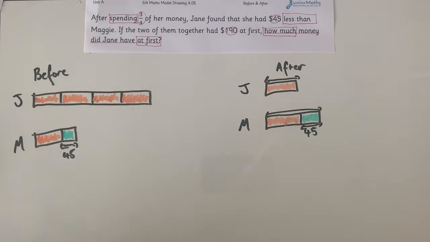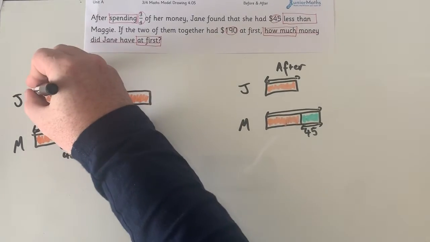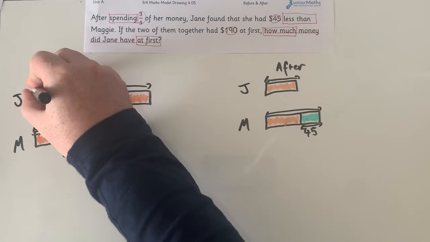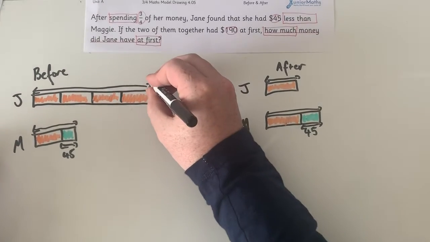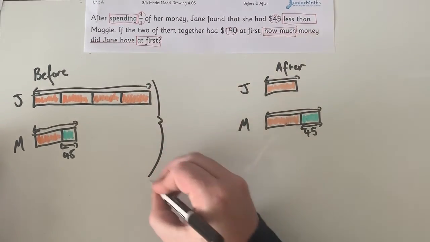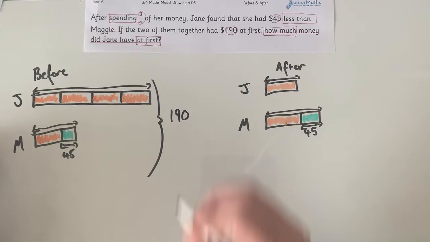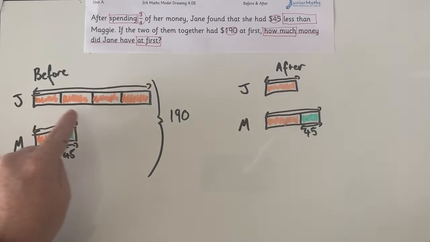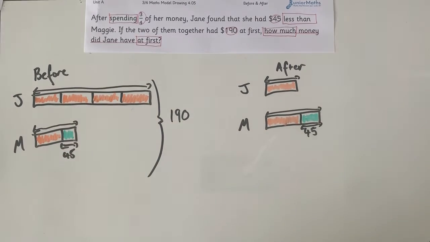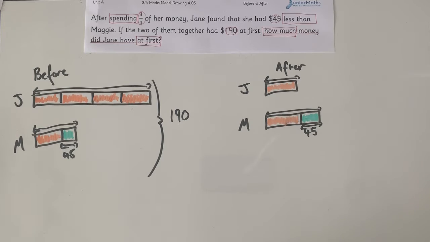But while we're looking for the totals here, we do have one slightly bigger piece of information now. While we don't know the totals that Jane and Maggie had, we do know the total amount of money they had together. And that was $190. And this is what's going to help us solve it. So we've got five equal parts plus $45. So we can't do division yet. What we need to do is remove that $45 before we can do division.